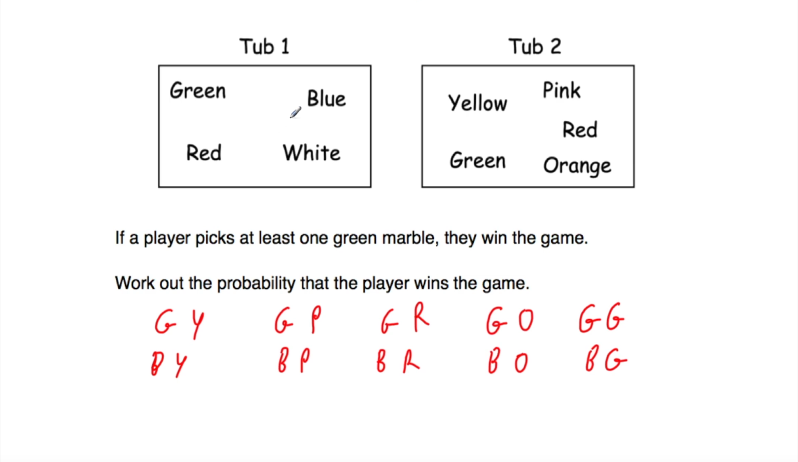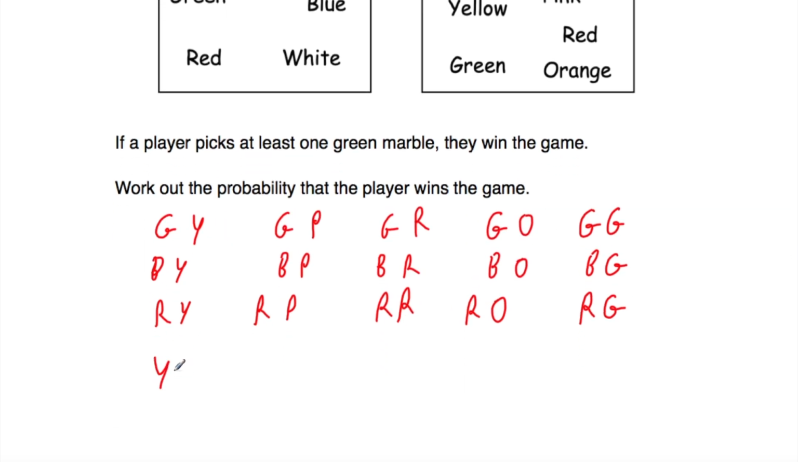And then we're just going to repeat this for red and then white. So it could be red and then yellow, red and then pink, red and then red, red and orange, and red and green. And finally, if it's a white marble first, it could be white and then yellow, white and then pink, white and then red, white and orange, and white and green. So they're all the possible options.